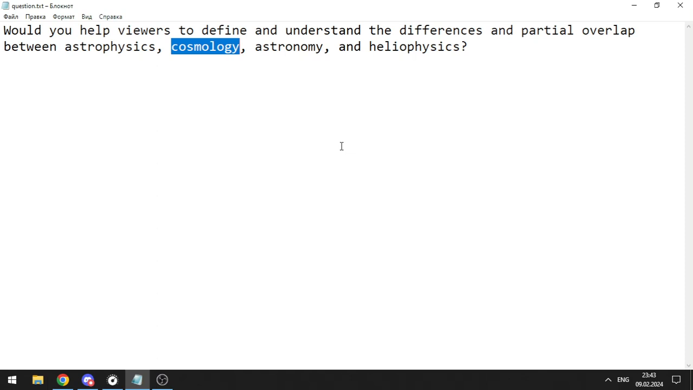So cosmology studies the universe as a whole, right? And compared to cosmology, astrophysics studies something which almost doesn't exist, in the sense that it is so small. Let alone things like heliophysics. For cosmology, the sun doesn't mean anything.